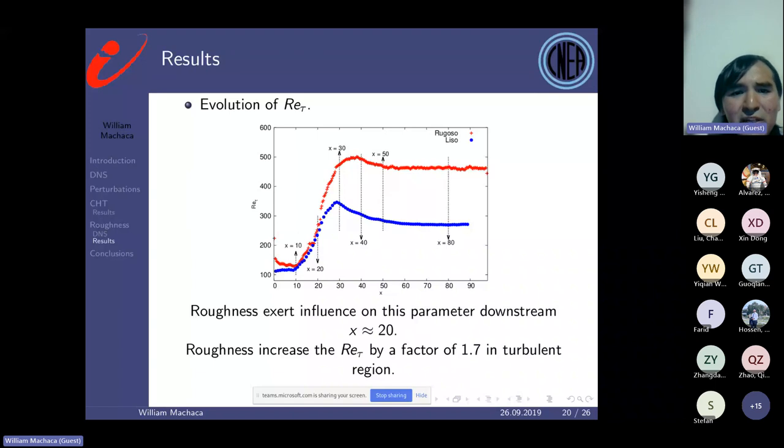In this figure, we present the evolution of the friction Reynolds number along the streamwise direction. We can see that downstream of x approximately 20, the roughness significantly increases the value of this quantity with respect to the smooth case. And in the turbulent region, the friction Reynolds number is increased by a factor of 1.7.